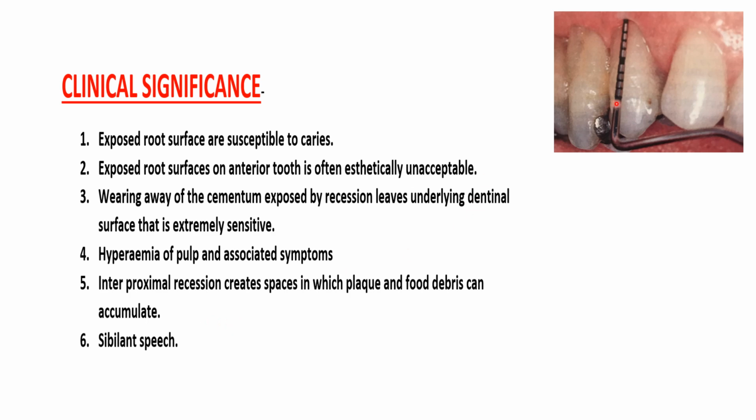So because in class 3 and class 4 there is interproximal recession which creates spaces between the teeth, we are unable to clean this area properly, so plaque and more food debris get accumulated in this area, and again it leads to more severity of periodontitis. And the last clinical significance is sibilant speech. Sibilant speech is nothing but a hissing sound, where you can't pronounce some letters properly.